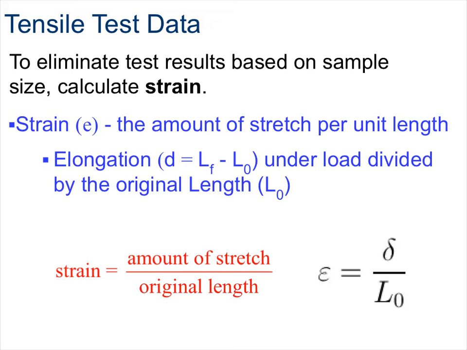A change in length that results from tension is recorded as a positive value because the object is expanding. A change in length that results in compression is recorded as a negative value because the object is decreasing in length. The unit of measurement for strain is inches over inches in the U.S. customary system.